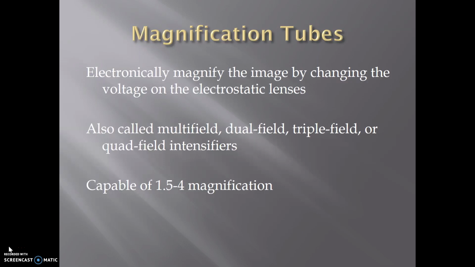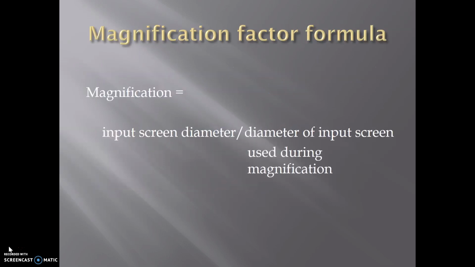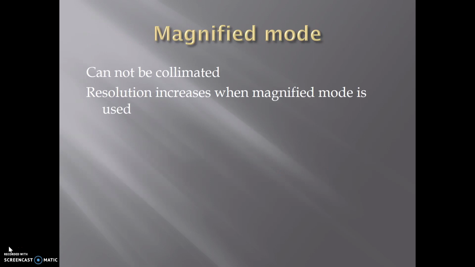Magnification tubes electronically magnify the image by changing the voltage on the electrostatic lenses. They are also called multi-field, dual field, triple field, or quad field intensifiers, and they are capable of 1.5 to 4 times magnification. The magnification factor formula is as follows. Magnification equals the input screen diameter divided by the diameter of the input screen used during magnification. During magnified mode, collimation is not available and resolution increases.